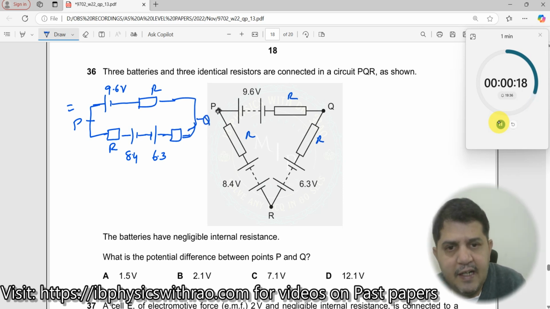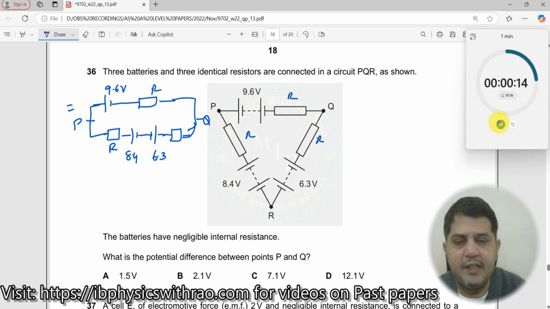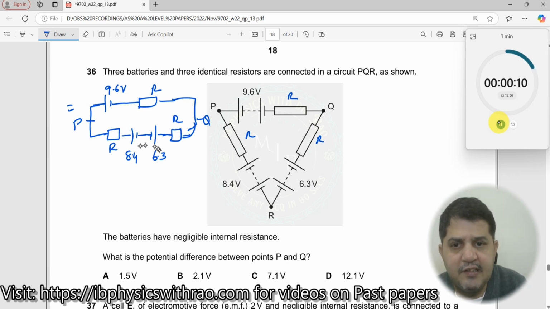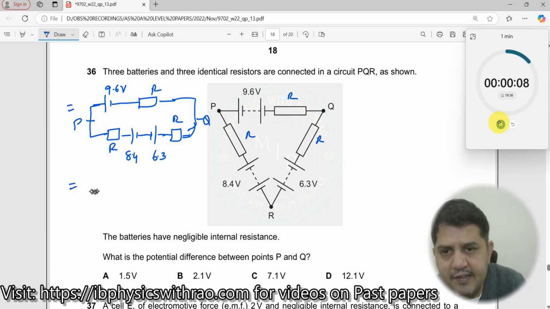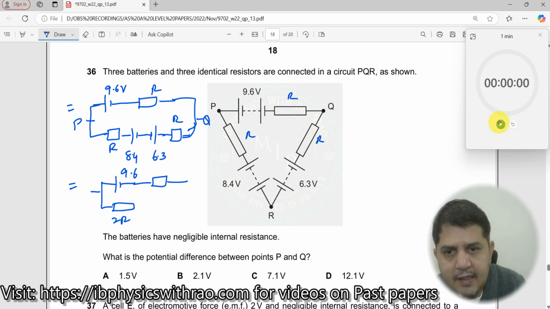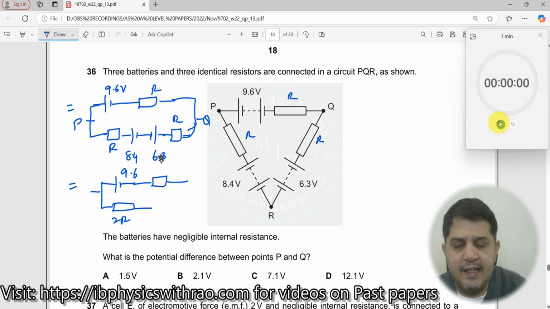What did I do? I took this triangular part and made it a linear one, because we are used to the linear one, so it becomes easier for us. Right now you see the batteries are opposing, so I can simplify this circuit. The upper branch remains the same: 9.6, then a resistor. In the lower branch you have R and R in series, so I can put this as 2R. Then 8.4 and 6.3 have opposite polarities, so I can just subtract them.